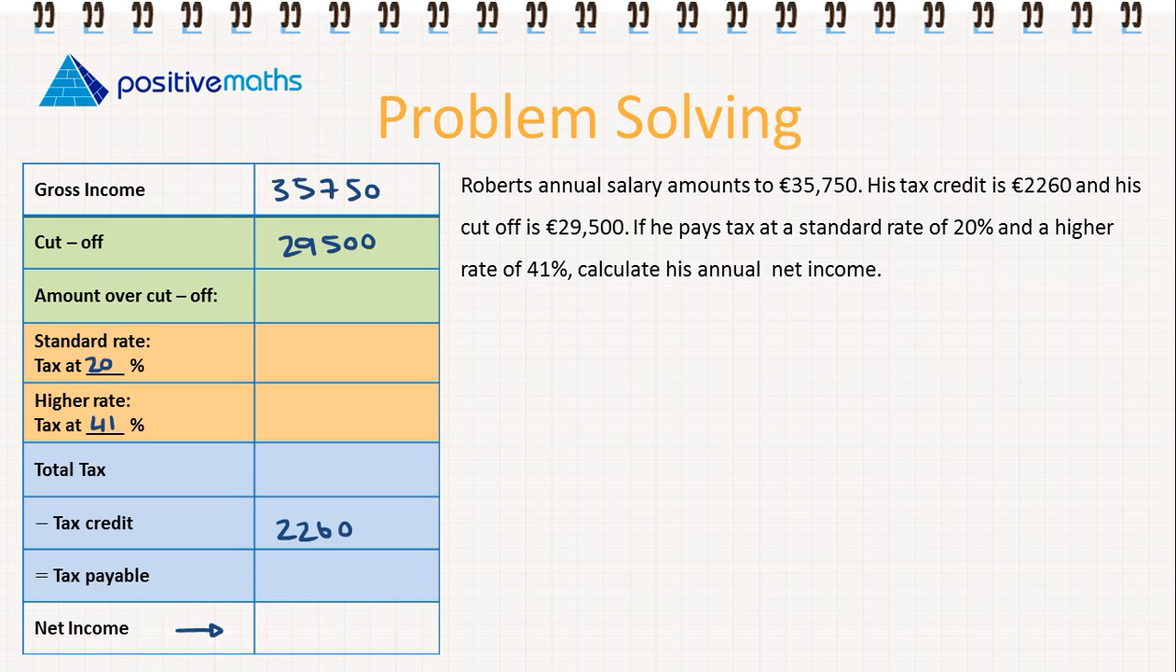Okay, so the first thing we're going to calculate is the amount over the cutoff. So we have 35,750 minus 29,500, and we get 6,250.